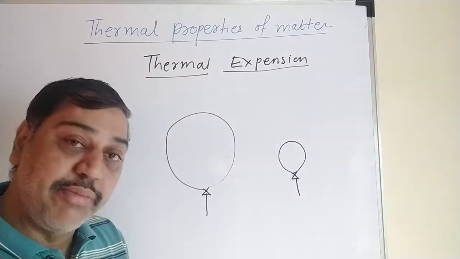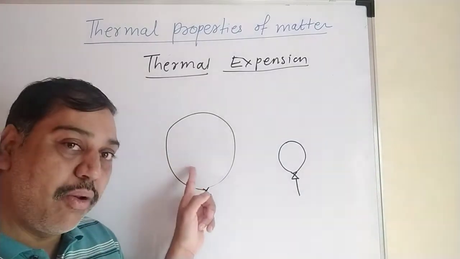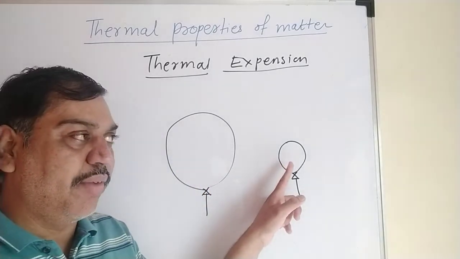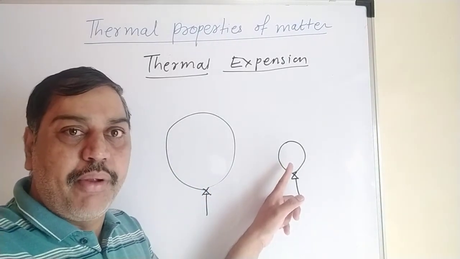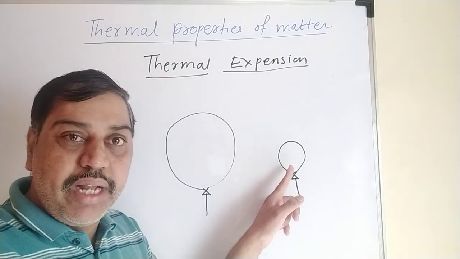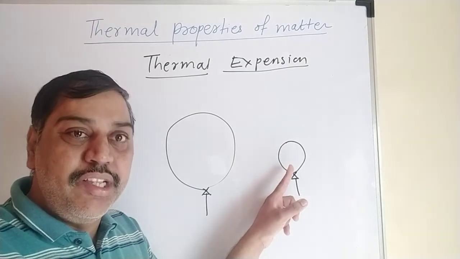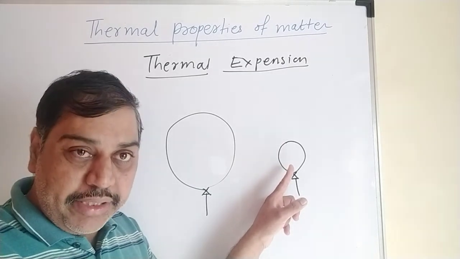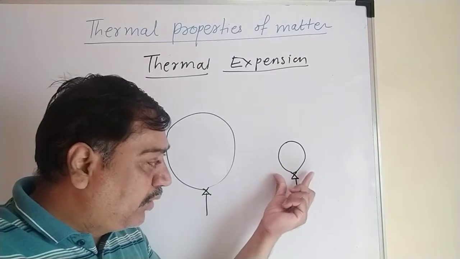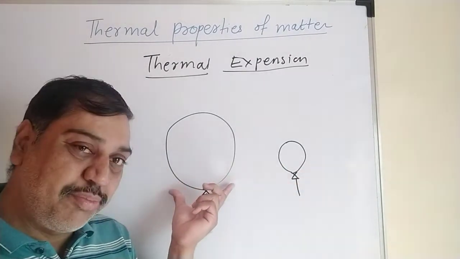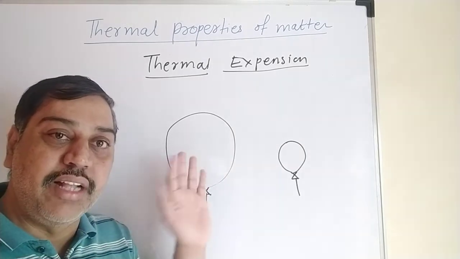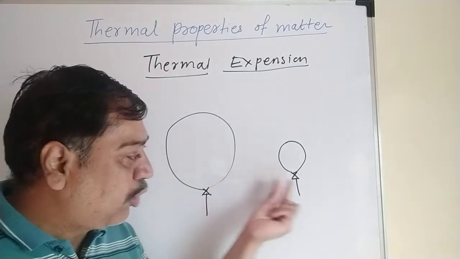What does it mean? The balloon was blown at room temperature. When we kept it in the refrigerator, at the freezing point, we can say approximately -4 to -6 degrees Celsius, it is seen that the size or volume of the balloon gets decreased. It means that due to change in temperature, the volume of the balloon gets decreased. Again, after some time, you remove this balloon from the refrigerator and put it in the atmosphere. It is seen that within 10 to 15 minutes, it again regains its original shape and size, like this. Volume increases.